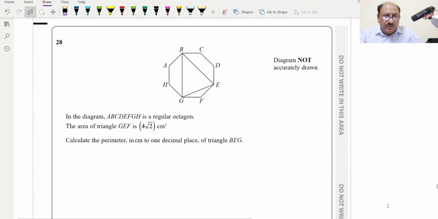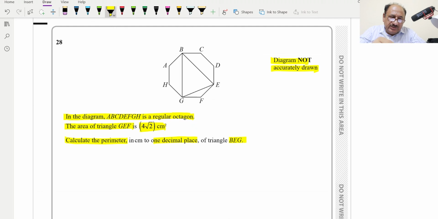Now question number 28. Question 28, the drawing is again not accurately drawn. In the diagram, ABCDEFGH is a regular octagon. The area of the triangle GEF is given, which is 4 root 2 centimeter square. Calculate the perimeter in centimeters to 1 decimal place of triangle BEG.